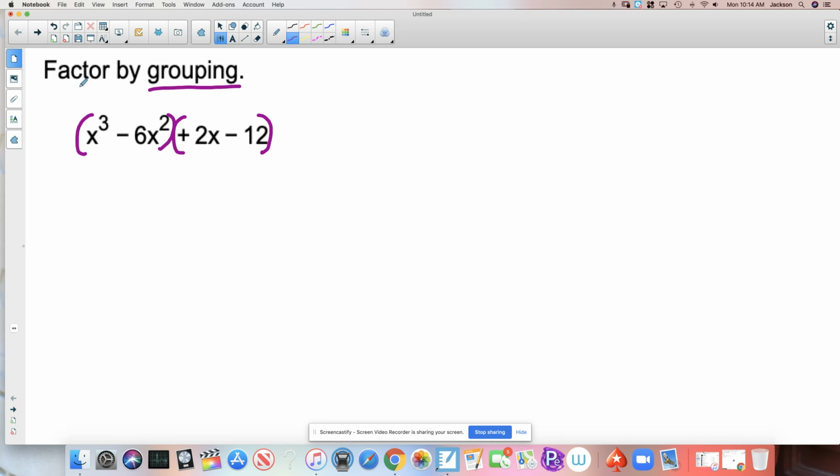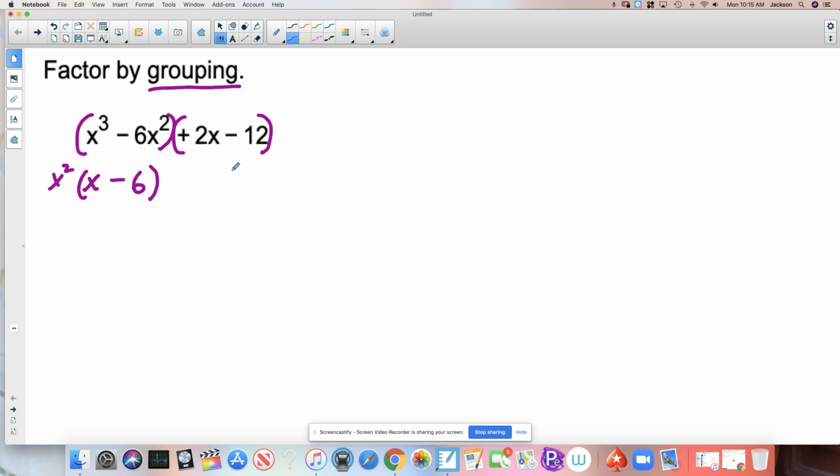And so when you factor by grouping, you look at the first group and you try to factor out the greatest common factor here. So we've got three x's here, we've got two x's here. So in both of these terms, they have x squared, which leaves me with an x here. When I factor x squared away from here, I still have a minus 6. Now I'm going to leave a space here and I go to the second group.